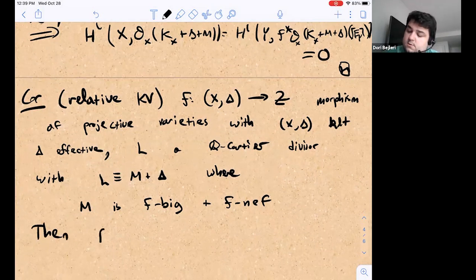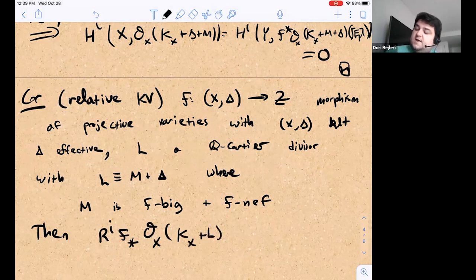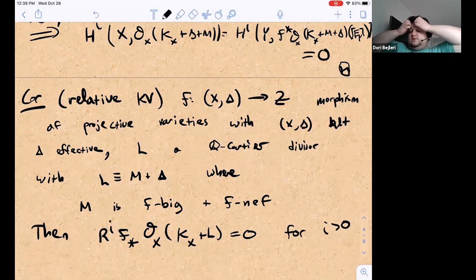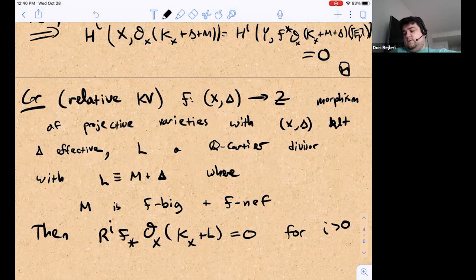Then the higher push forwards of Kx plus L are 0. Okay, so again, this looks very similar to relative Grauert-Riemann-Schneider. So the difference is here, X can be singular because it can be KLT. But M needs to be big and nef, not just nef, but it only needs to be big and nef relative to F. It doesn't have to be globally big and nef.